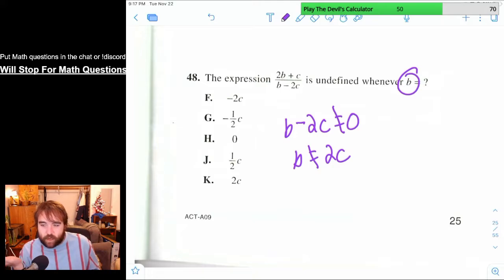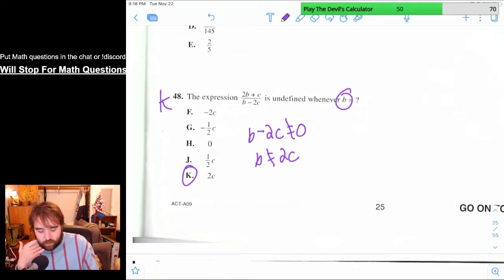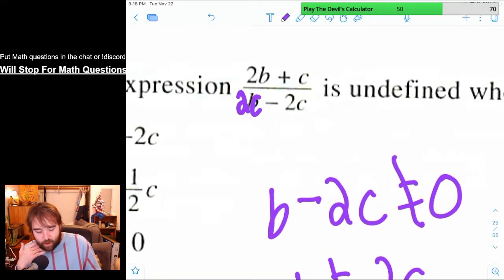Is that an option? Yeah, okay. And you see why, because when you plug that in, it doesn't matter what's happening at the top. If b equals 2c, you're going to get 0 on the bottom.